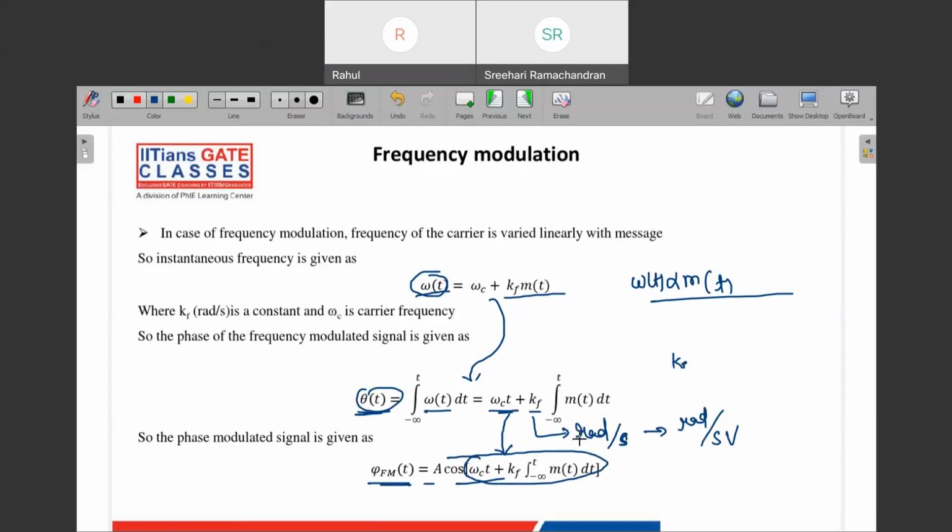Now again, in this case, if kf is given in hertz per volt, then we need to multiply this complete thing by 2 pi to make it radian per second. That is the difference that will come when the unit is different. So as of now, I am assuming that the unit is radian per second, but if it is different, then we need to multiply it by 2 pi here.